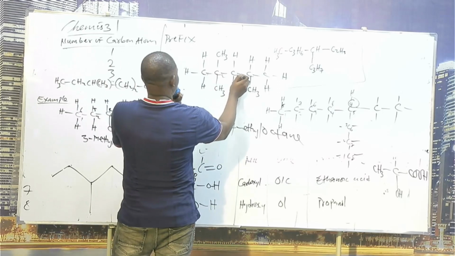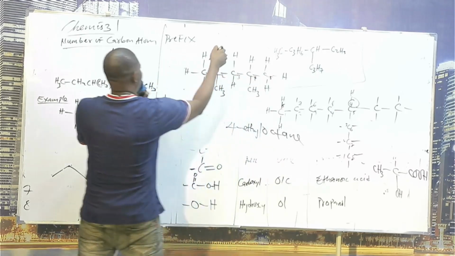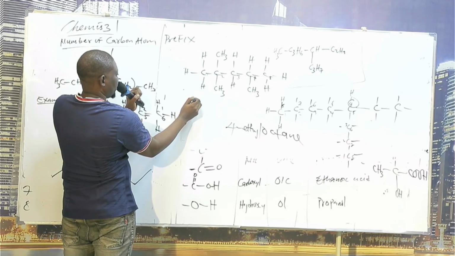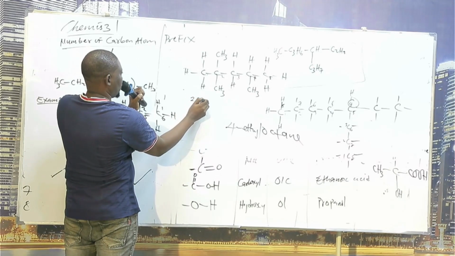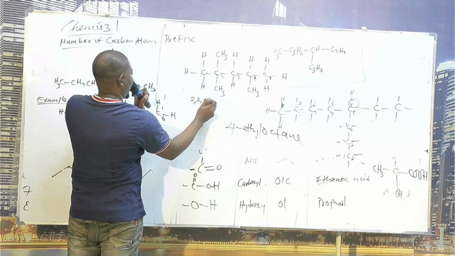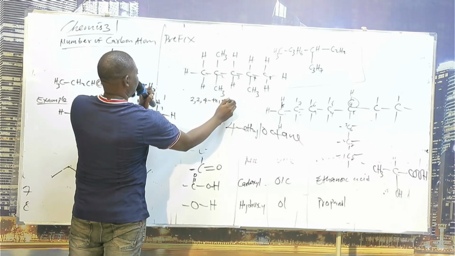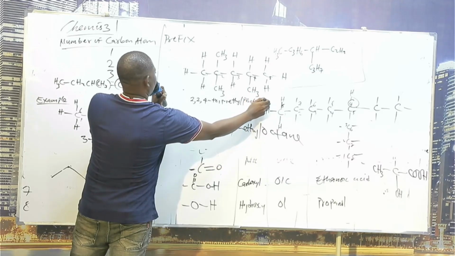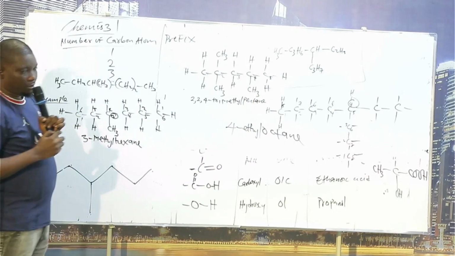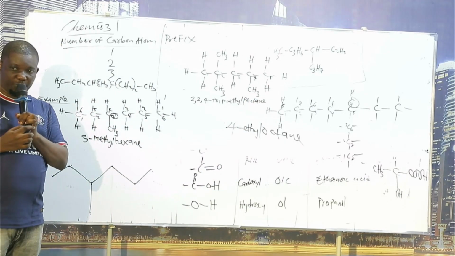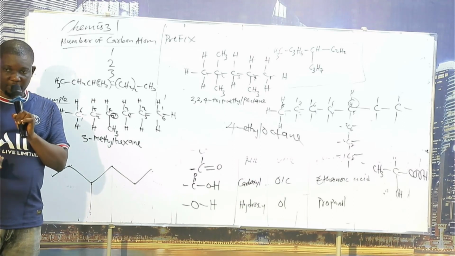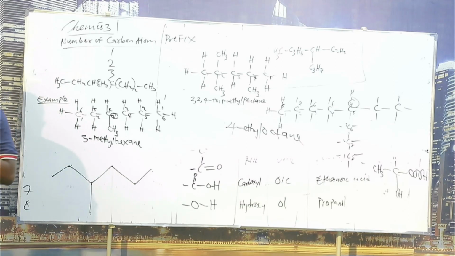Methyl is here, so that carbon position is 2, 2, and the last one is 4. Then tri, then methyl, then pentane. Not 2,4,4. Make sure whenever you see multiple numbers, separate with commas. Whenever you see a number and an alphabet, separate with what? Hyphen.